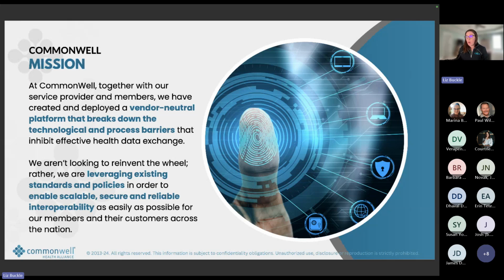Going straight from that into our mission. We were founded and continue to be a vendor neutral platform. Our goal consistently is to break down both technological and process barriers that challenge effective data exchange. We leverage existing standards. If you look at the work that we've done in the past, we like to point to standards put in place through standard development organizations that go through formal balloting processes. We don't want to reinvent the wheel. We want to point to things that work, and we want to help those things work at a large scale. And that's what we've done over the course of the past 11 years.